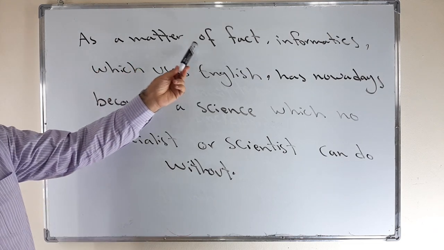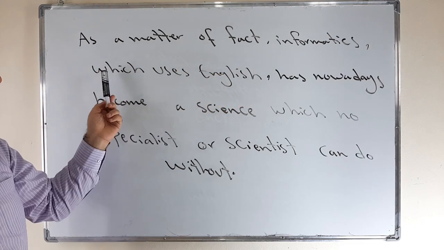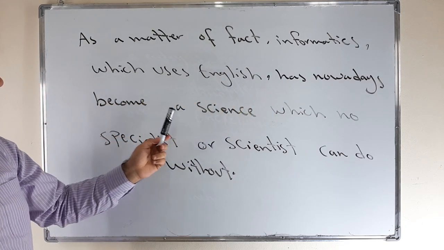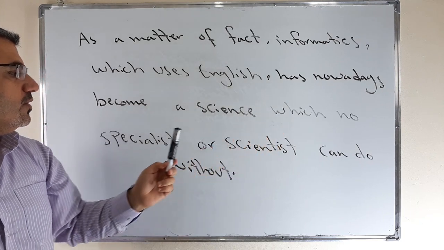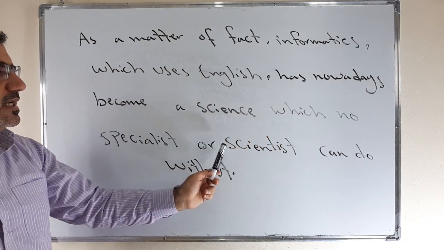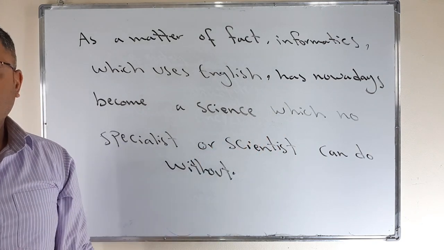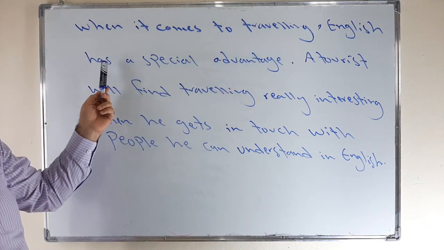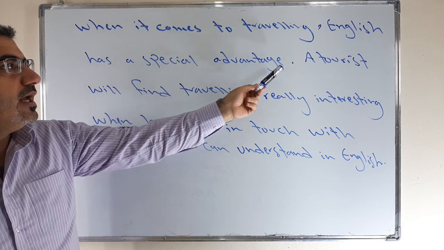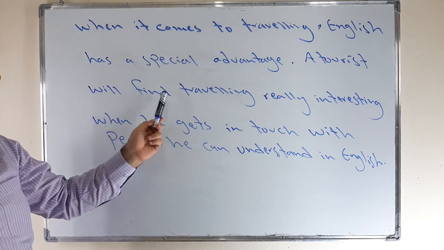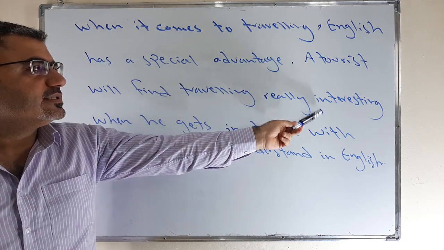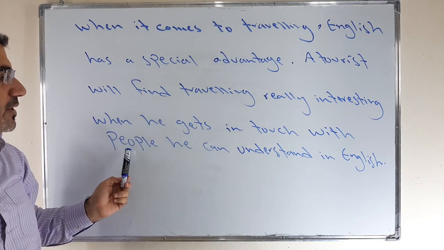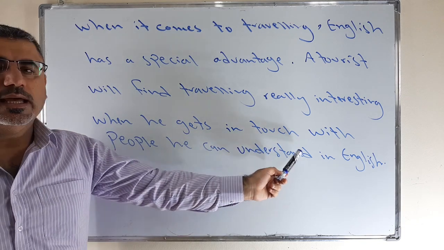As a matter of fact, informatics, which uses English, has nowadays become a science which no specialist or scientist can do without. When it comes to traveling, English has a special advantage. A tourist will find traveling really interesting when he gets in touch with people he can understand in English.